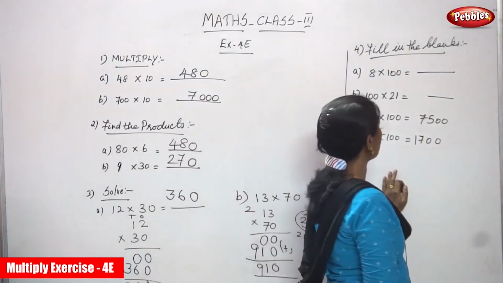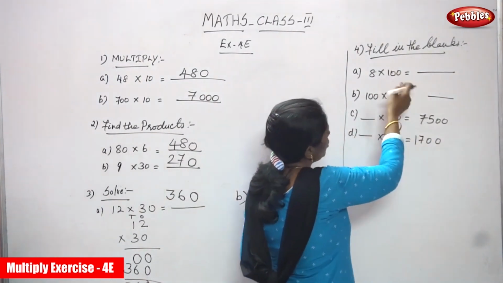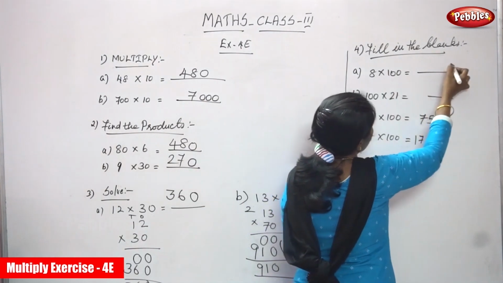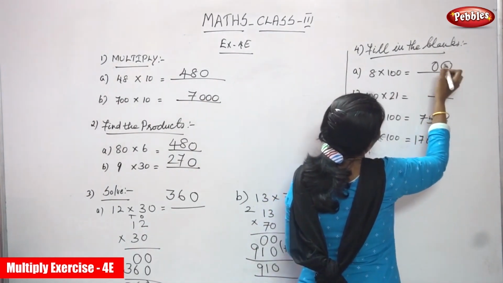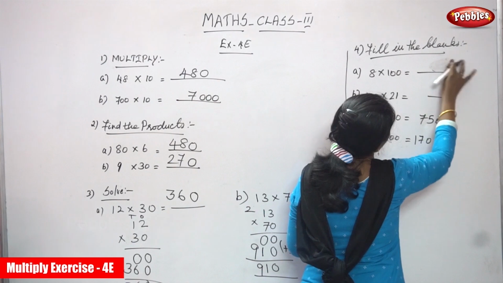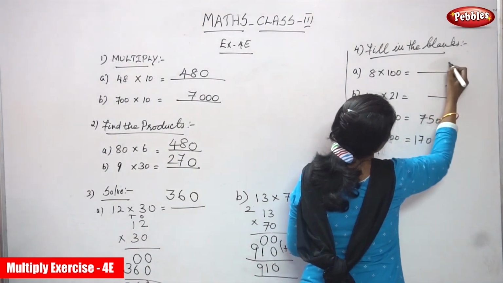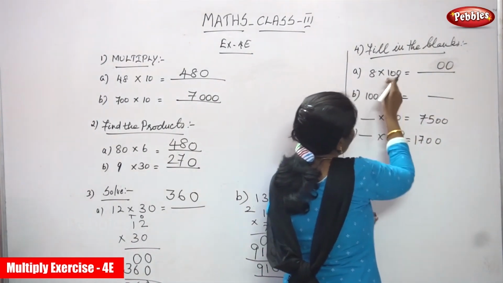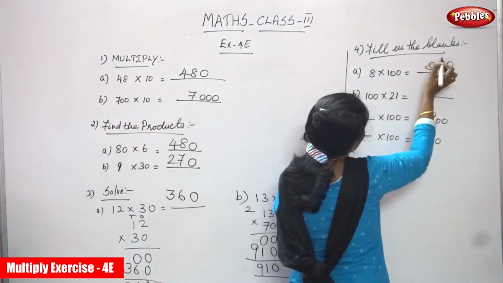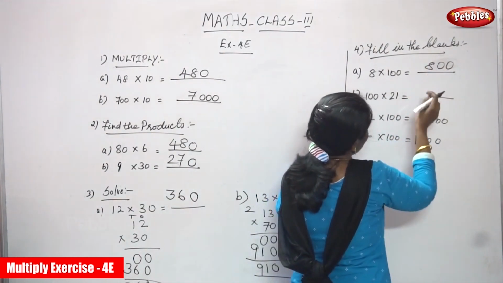Now we are going to see the fill in the blanks. So 8 into 100, you know how many zeros in 100? 2 zeros. So you have to write 2 zeros at the end. The remaining numbers, 1 into 8, is 8. The answer is 800.